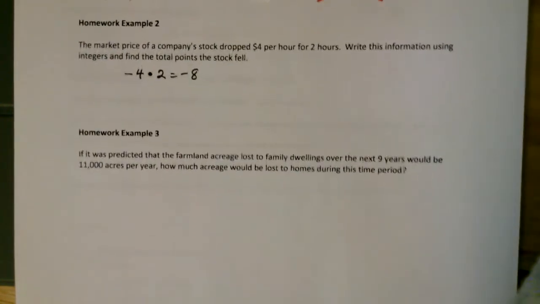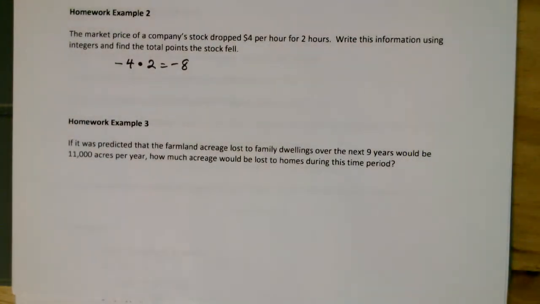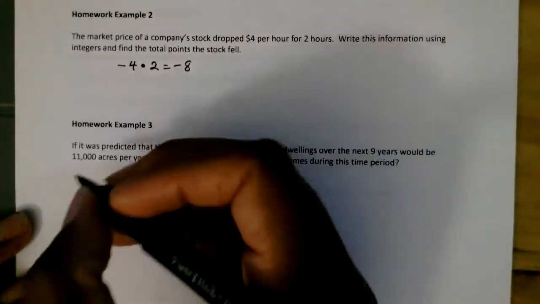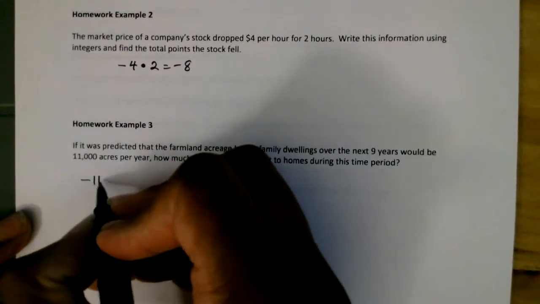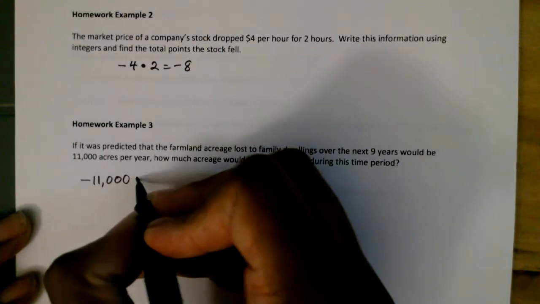Okay. Here's another homework example. If it was predicted that the farmland acreage lost to family dwellings over the next 9 years would be 11,000 acres per year, how much acreage would be lost to homes during this time period? Okay, so if we lost 11,000 acres per year, that's -11,000. For 9 years, that would be times 9.